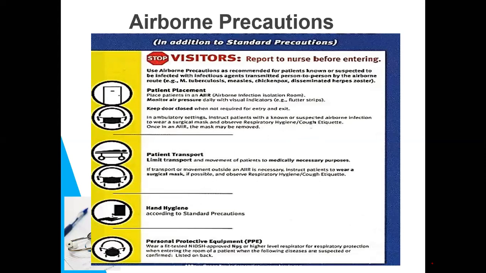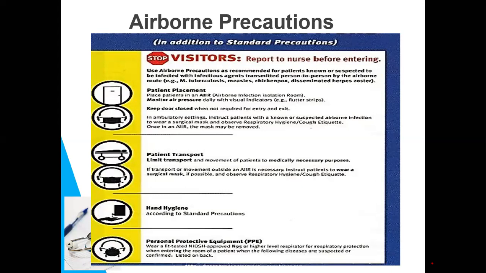The extra precautions also should be reported. Use airborne precautions for patients known or suspected to be infected with infectious agents transmitted person to person by the airborne route. For example, tuberculosis, measles, chickenpox, and for a period of time in closed area, COVID-19.